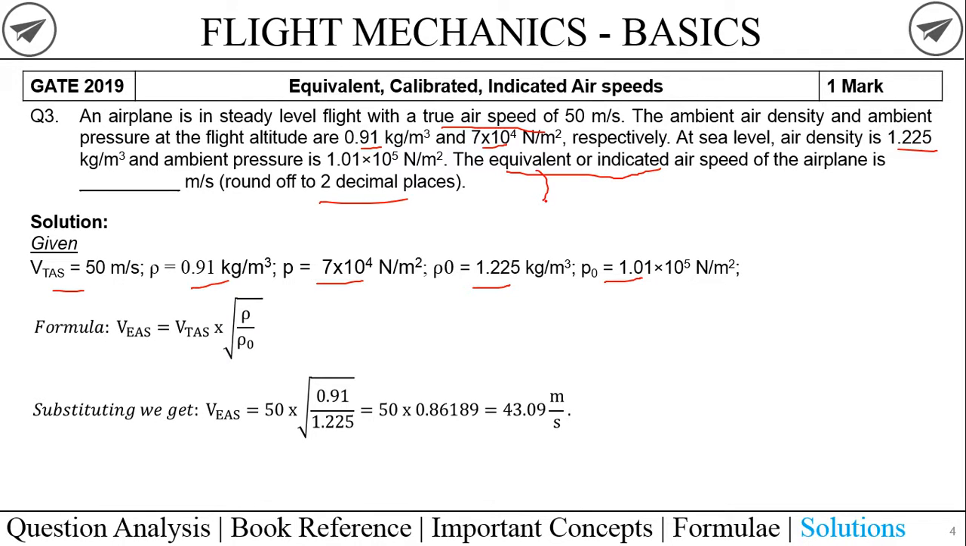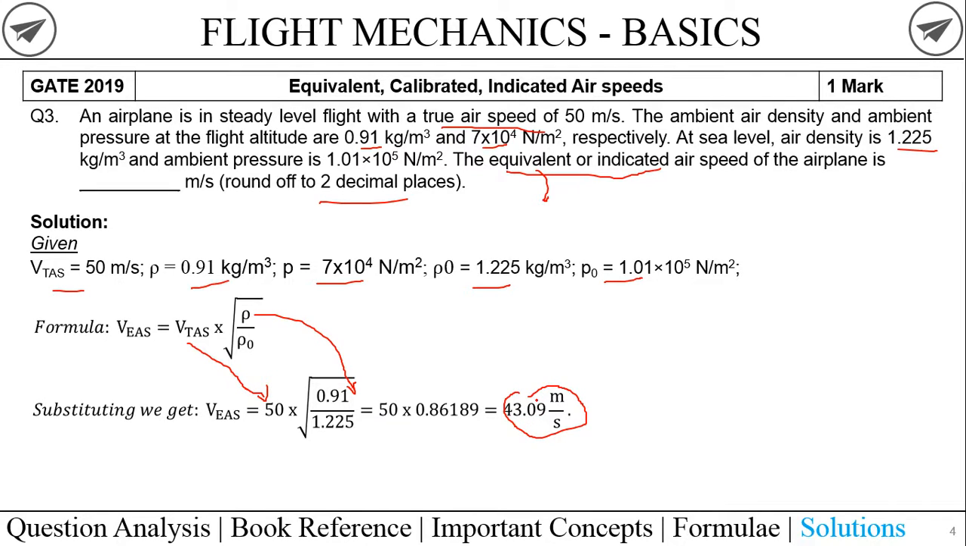Now we have the formula for equivalent airspeed. We know that VEAS is equal to VTAS times square root of density ratio, or rho by rho naught. Now substituting the values, we have VTAS that is 50 and rho is already provided, and similarly taking the sea level condition, we will obtain the answer as 43.09 meter per second.